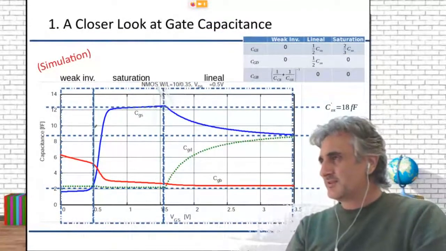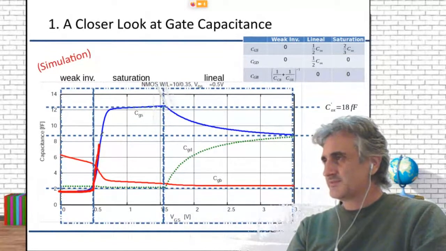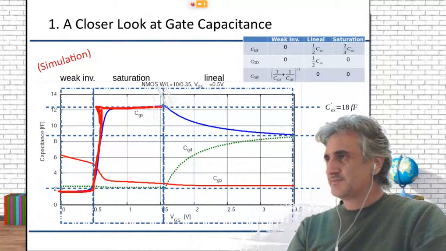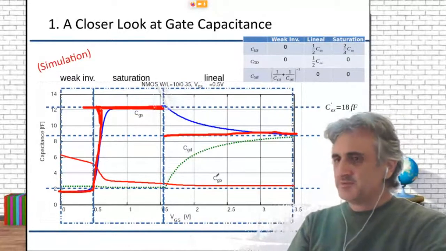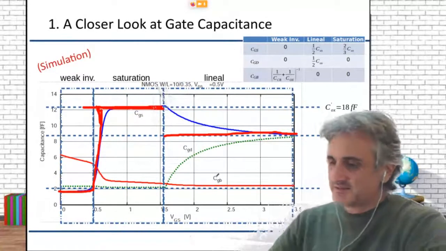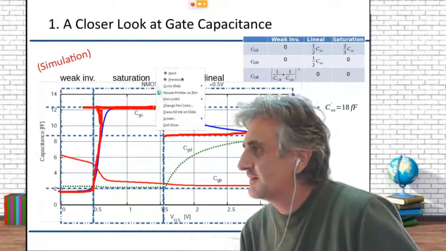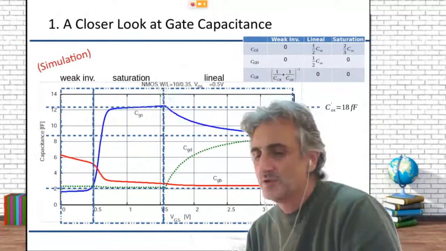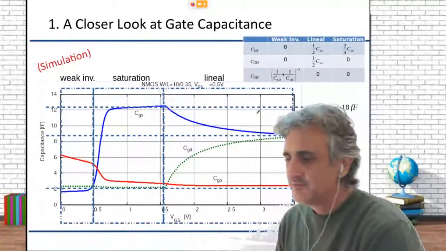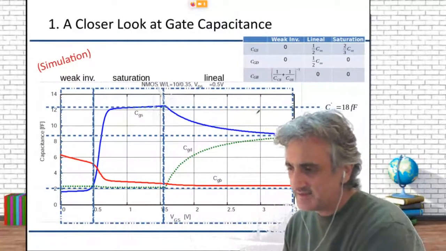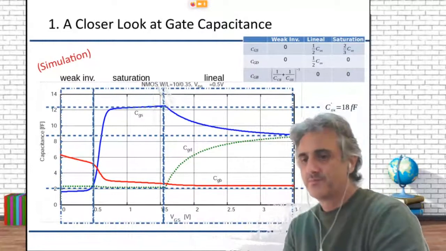So the actual behavior for CGS would be something like that, from 0 to here, constant, and then another constant here. That would be the idea, which is not exactly like that, but it's not so far away. So you get the idea that this is an approximation. It will be false, but it will be a good approximation.